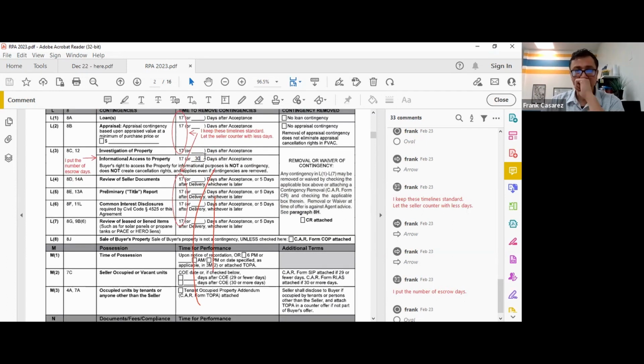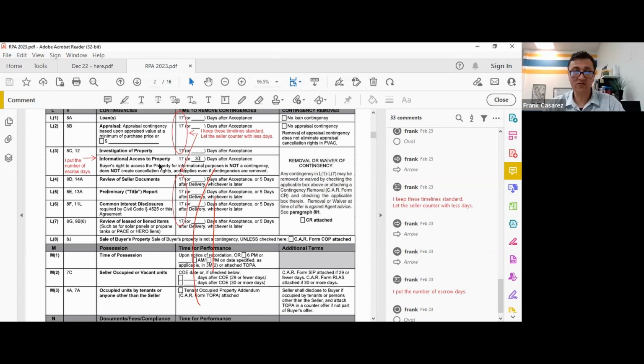Another thing I usually do here is I plug in on item 3L3, informational access to property, the same amount of days that I'm in escrow for. So if I'm saying that we want our escrow to be 30 days or less, I usually change this number from 17 to 30. Why do I do that? Because informational access to property says that the buyer has the right to access the property for informational purposes. It's not a contingency. Basically, they have the right to go back to the property.